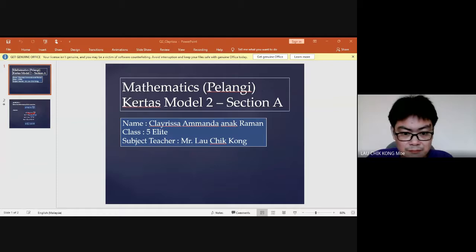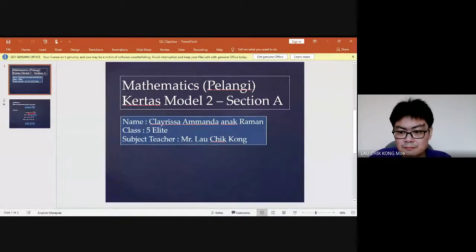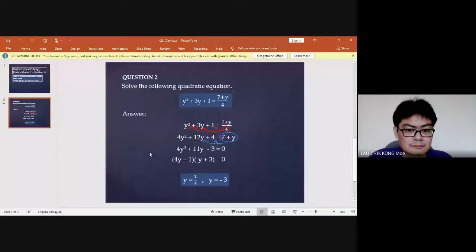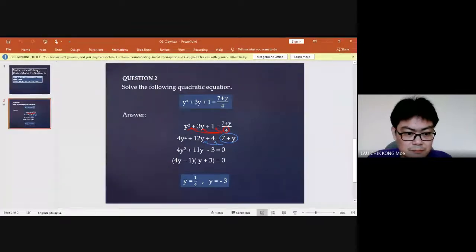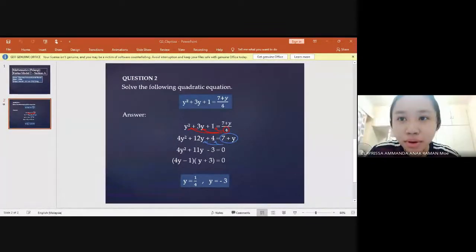Good morning to all my classmates and teachers. Today I would like to present, loudly, Mathematics Pelangi Kertas Model 2 Section A question: solve the following quadratic equation. y squared plus 3y plus 1 equals (7 plus y) over 4.